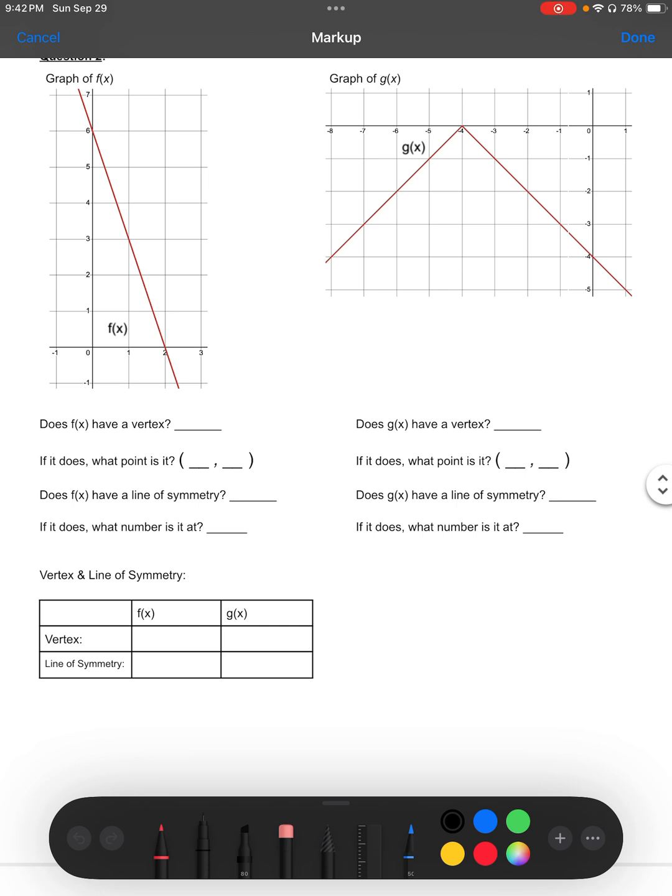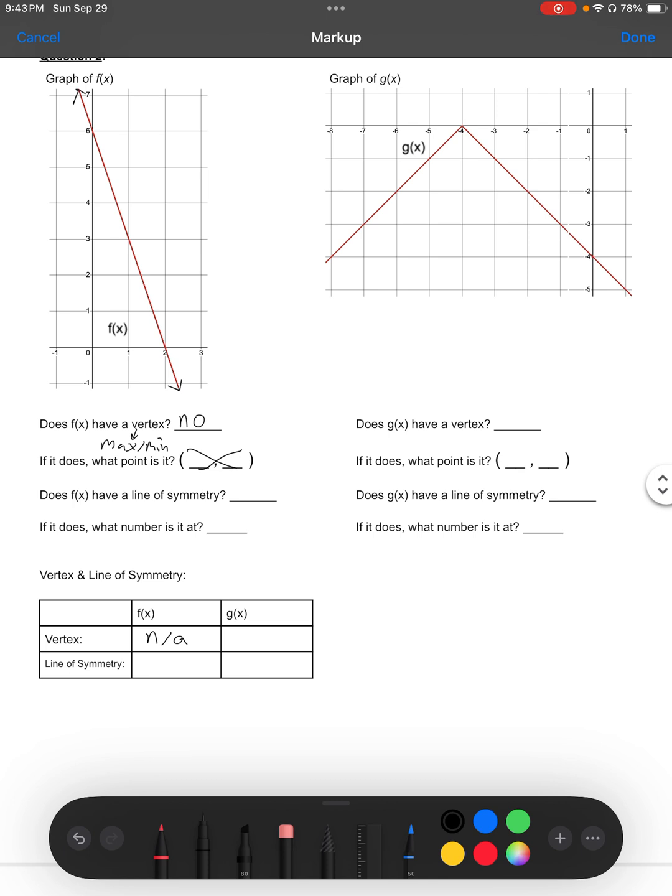The vertex is another word for a maximum or a minimum point, or in other words, a highest or a lowest point. So if we're looking at the graph of f of x, this graph does not have a highest point or a lowest point. It would go up forever and down forever. It does not ever stop going up, doesn't ever stop going down. So f of x does not have a vertex. So therefore, there is no point that is the vertex. F of x does not have a vertex.